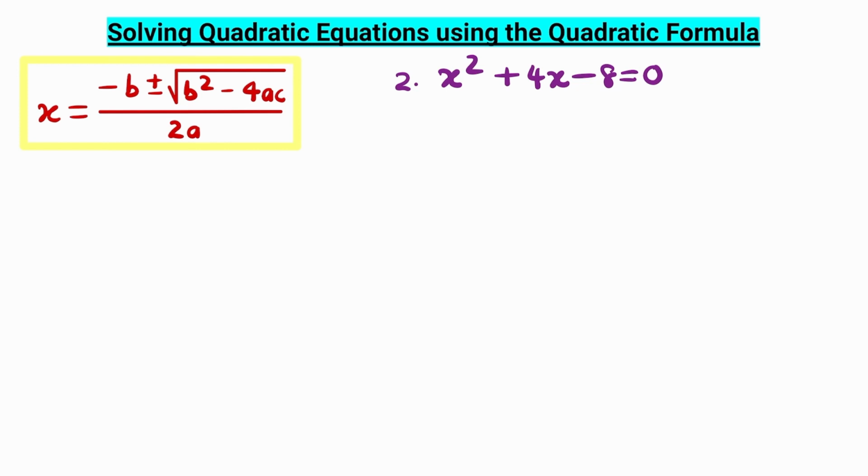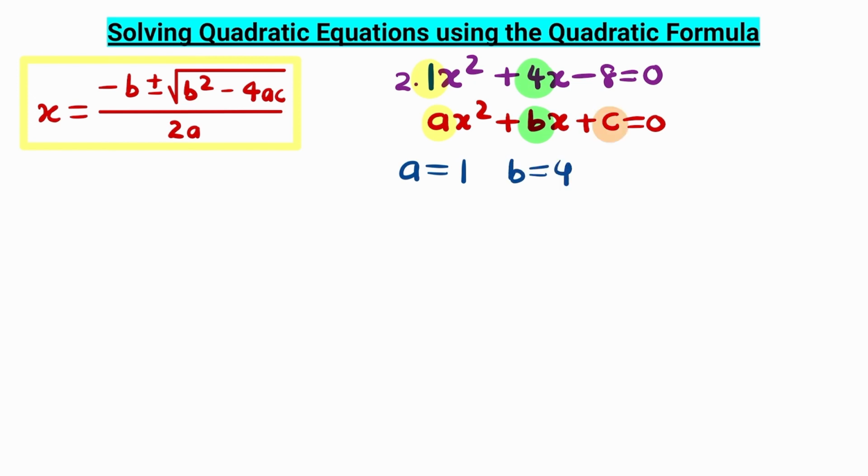We should identify the a, b and c values. A is the coefficient of x squared. Now in the above equation, there is nothing in front of x squared, which means that the coefficient will be 1. So the coefficient a is equal to 1. And then what is the coefficient of x, which is b? Here the coefficient of x is 4. B is equal to 4. And then the next term c is not plus 8. C is minus 8. C is equal to minus 8.